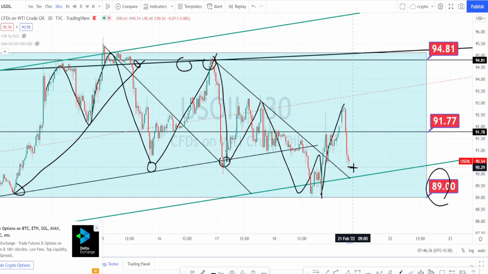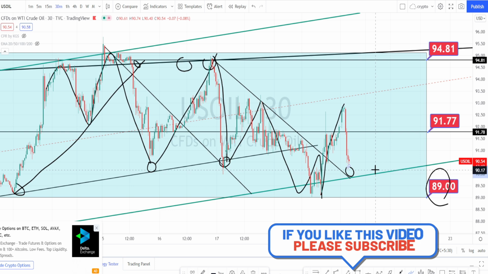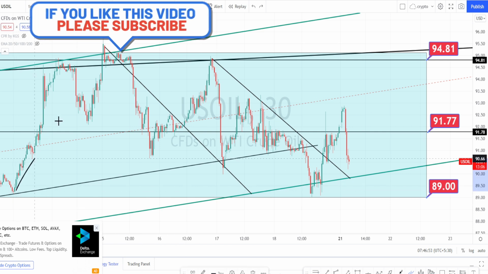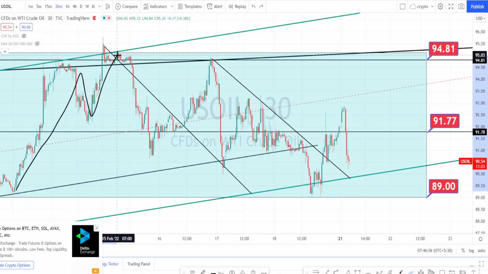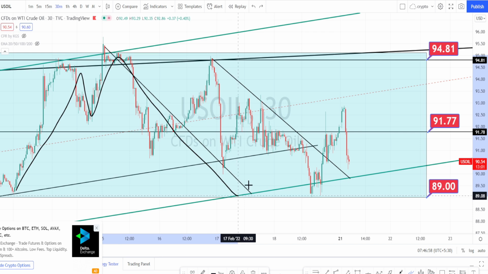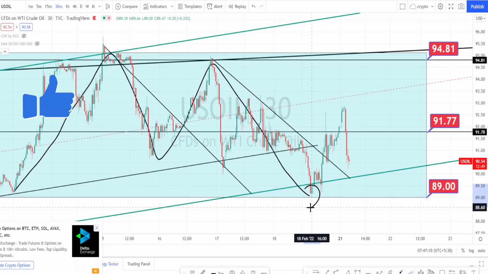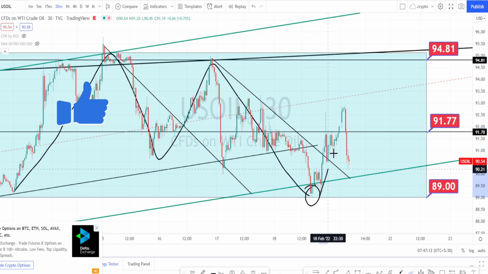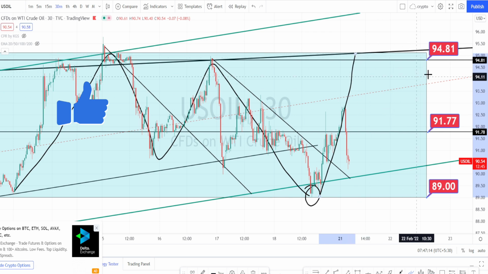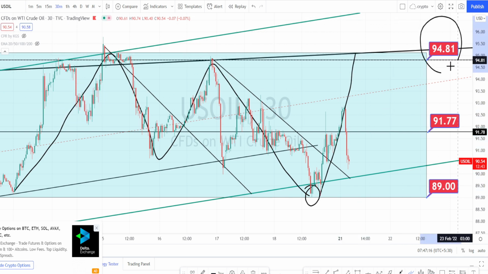Now it is on a retracement. We can expect it to take support at this trend line or the channel pattern support line, then to bounce on the bullish side. Overall, when we notice the price action in 30 minutes time frame also, it is on a range bound market. It has touched this support level and it is on a bullish retracement. We can expect it to test this higher time frame resistance level of 94.81.